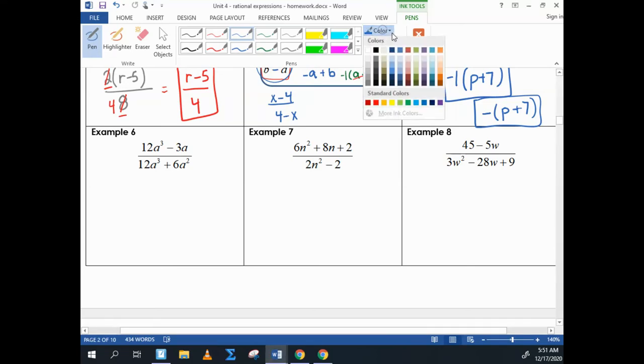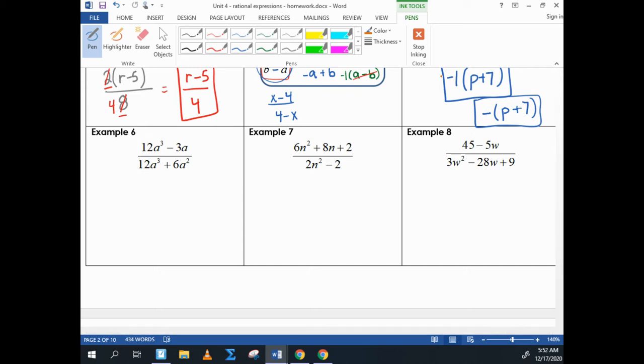All right, let's finish up all of these examples. Let's look at example 6. Now in the top, we've got a couple of factorings to do. First of all, always look for your greatest common factor. So notice they both have an A. So I know I'm going to pull out one A.